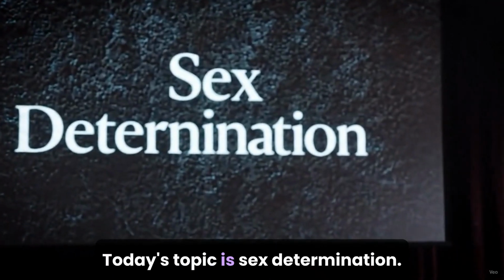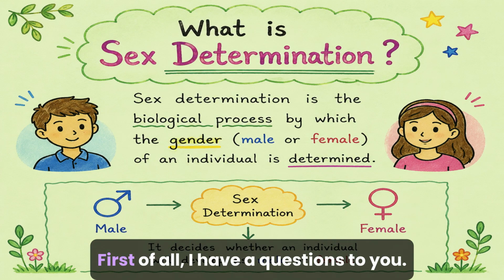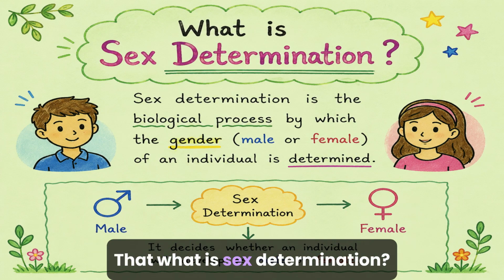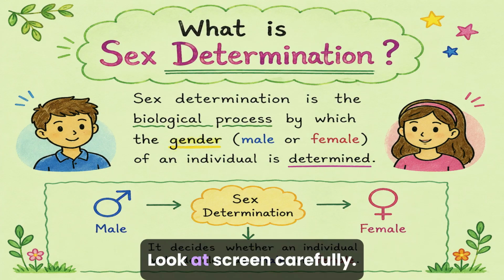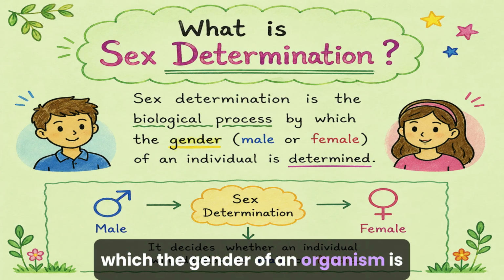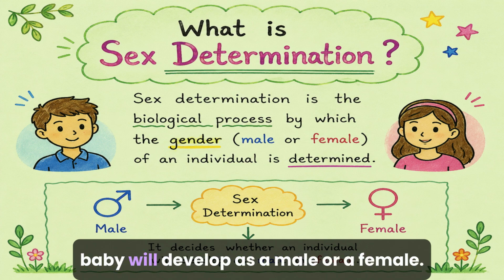Today's topic is sex determination. First of all, I have a question for you. What is sex determination? Look at the screen carefully. Sex determination is the process by which the gender of an organism is decided. In simple words, it determines whether a baby will develop as a male or a female.